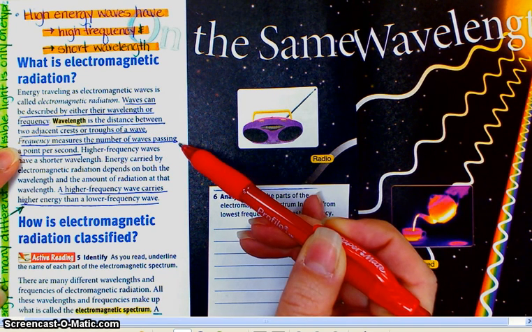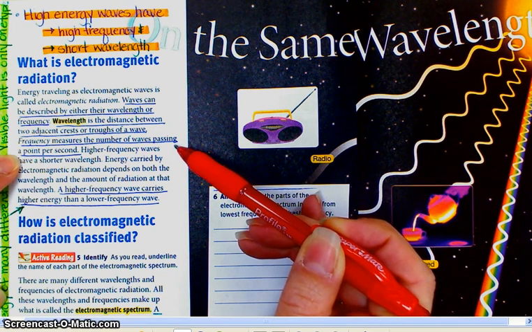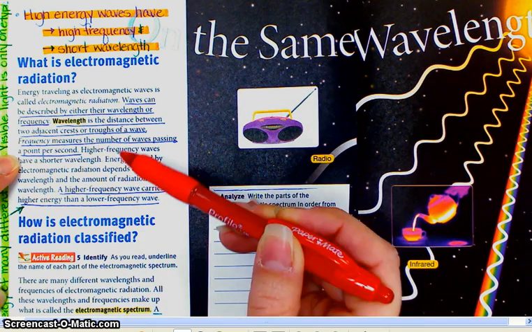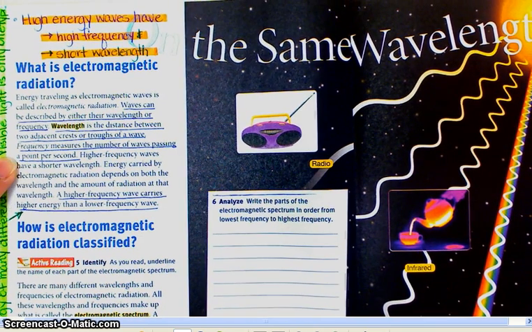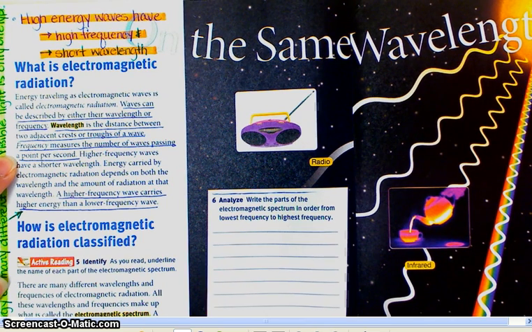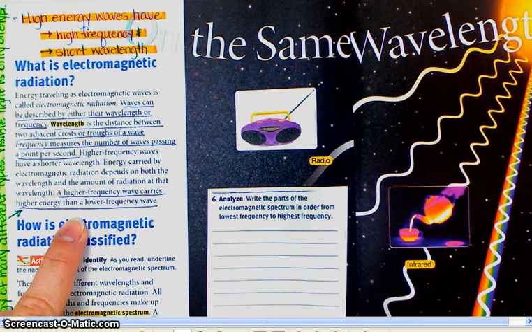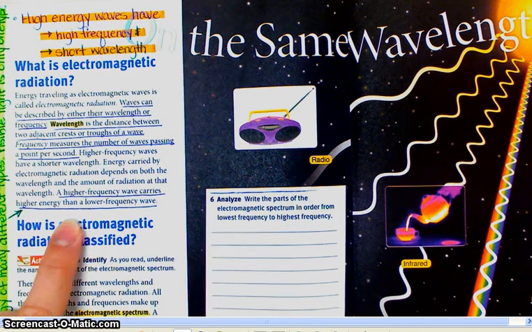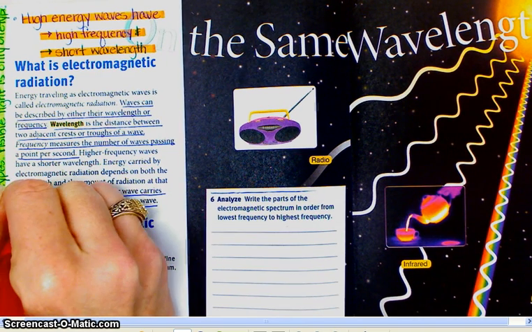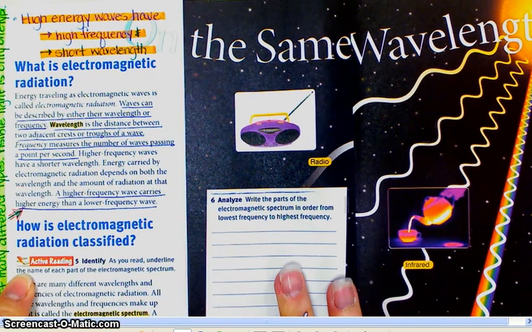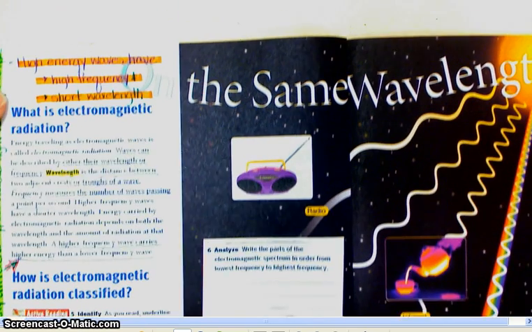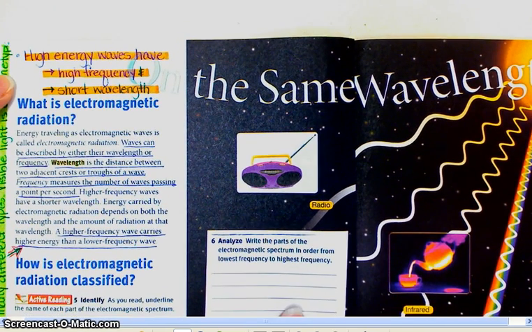Frequency is the measure, the number of waves that are generated every second. So the more complete waves generated per second, the higher the frequency. A higher frequency wave carries higher energy than a lower frequency wave. That's what this arrow is trying to remind you of. And up here I wrote a reminder about high energy waves.